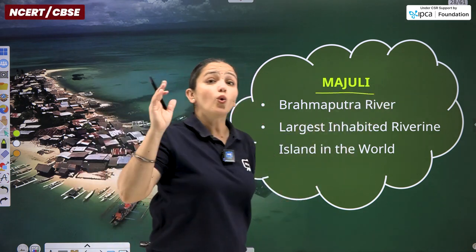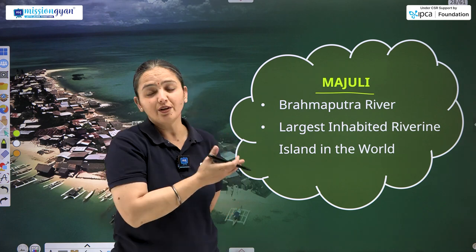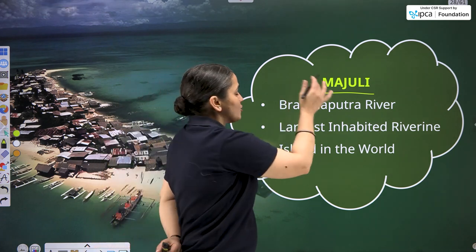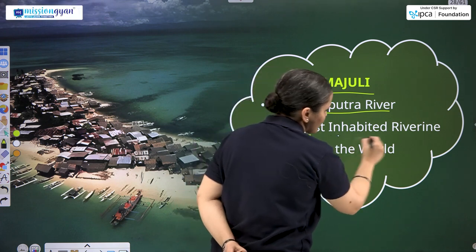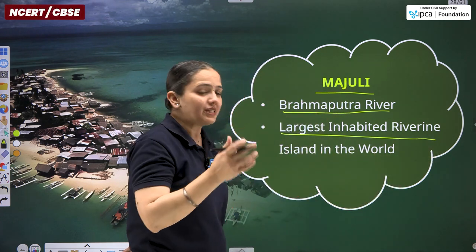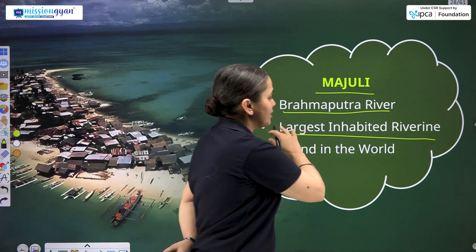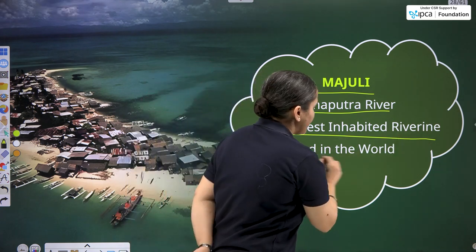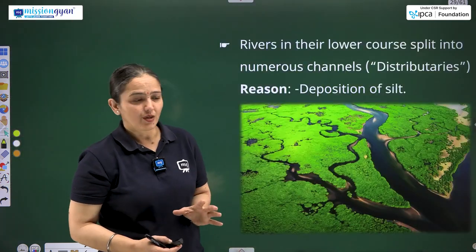Majuli, and the only riverine island of the world as well. So quite an important consideration. This is exactly located in the Brahmaputra river, the largest inhabited. Also it is inhabited, meaning people do live over there at this Majuli riverine island. So the largest inhabited riverine island in the world actually. So this is the entire information.